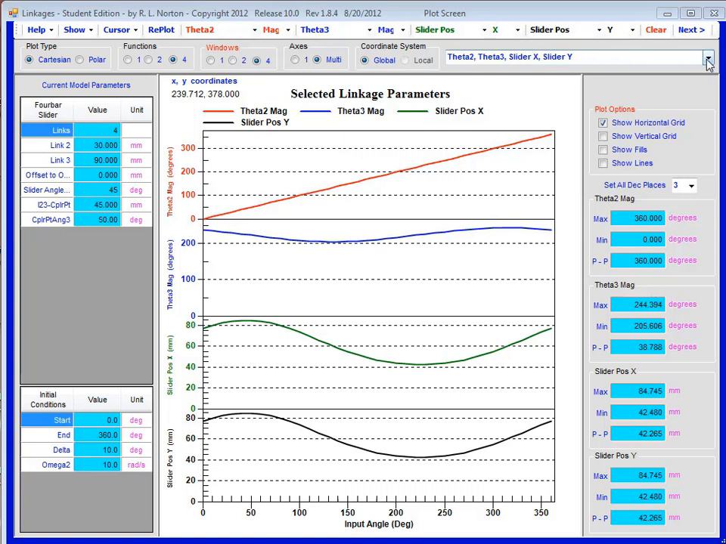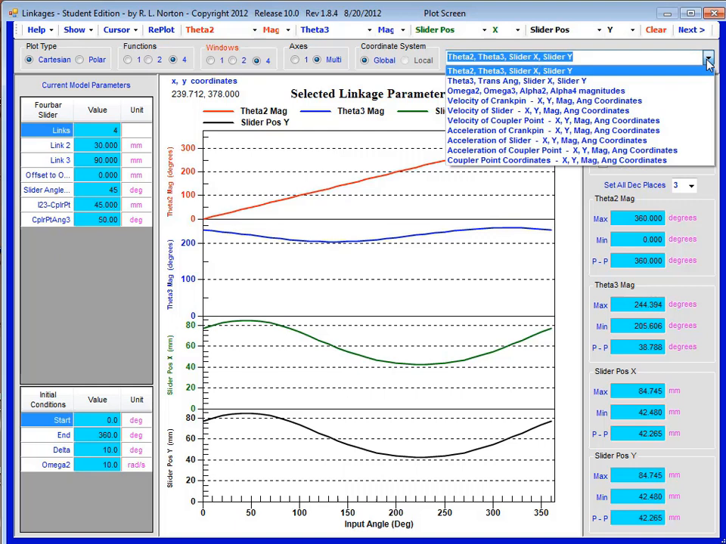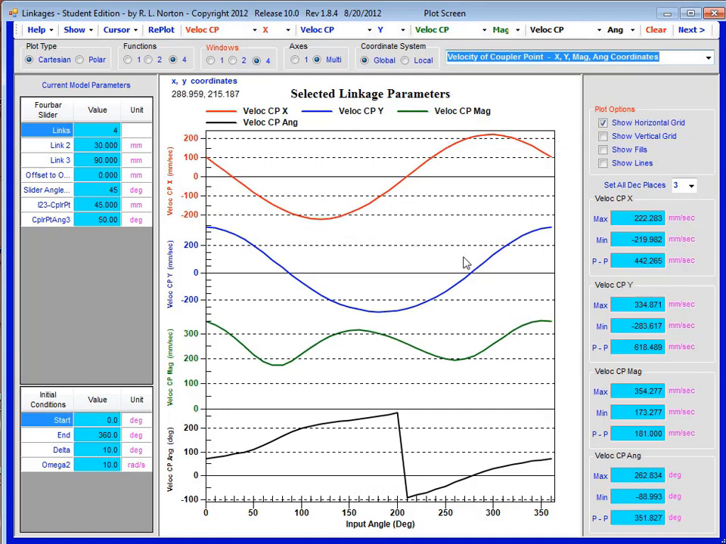Now we want to find the velocity and position of the coupler point. So we can go here, velocity of coupler point, x, y. It'll be the x and y velocity coordinates, the magnitude, and the angle of the velocity. So this is one of the plots you want. Again, here's the x and y. This one is the magnitude, and this is the angle of the velocity vector right here.